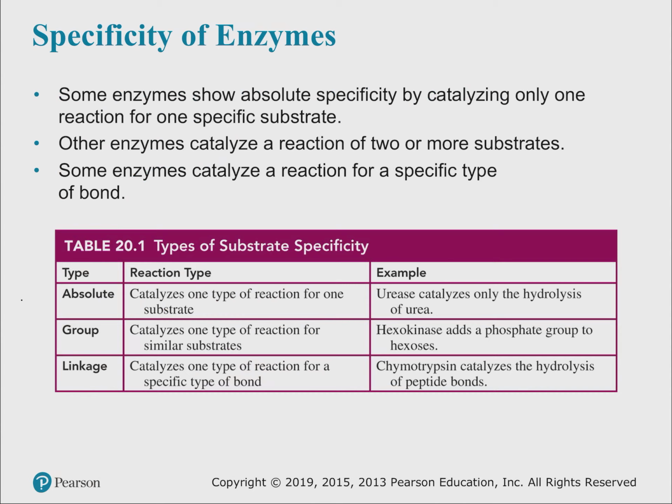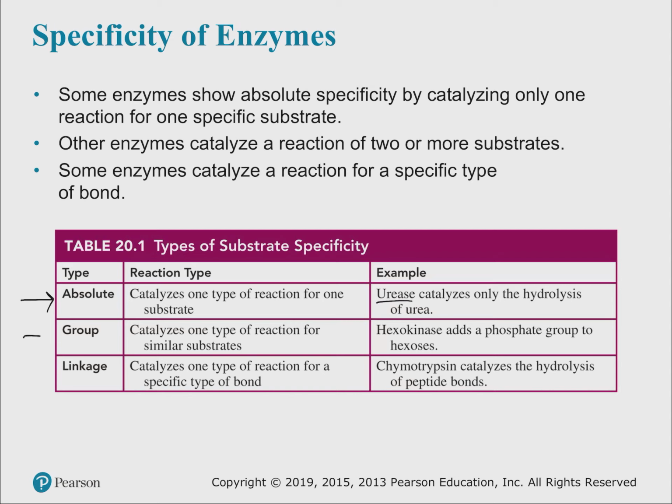Now, as far as the type of binding that an enzyme can do, we can classify it a few different ways. We can say that it shows absolute specificity. Absolute specificity means there's only one type of substrate that it will bind, and it'll do one reaction on that substrate. An example would be urease, which catalyzes the hydrolysis of urea, and only hydrolysis.